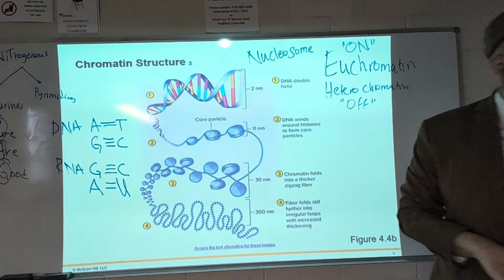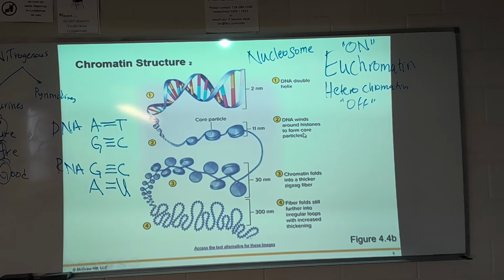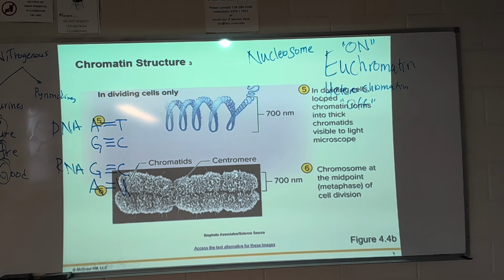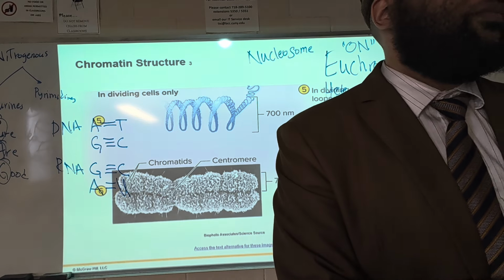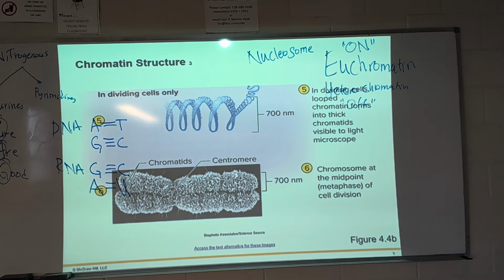So you see now, the DNA winds around histones to form core particles. Chromatin is going to fold into thicker zigzag fibers, and then in the dividing cell it's going to loop. The chromatin is looped to form thick chromatids, and then you end up with the X-shaped chromosome. How amazing is that? You have transcription factors that know exactly where each gene is in which nucleosome, and to uncoil it, unwrap it, expose it, and then perform the transcription to give us the translation and the proper protein.